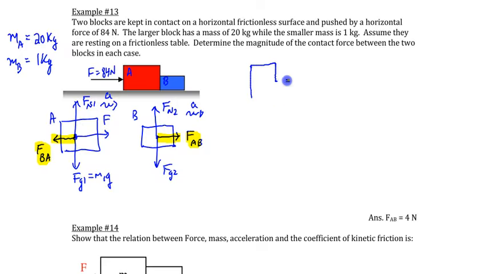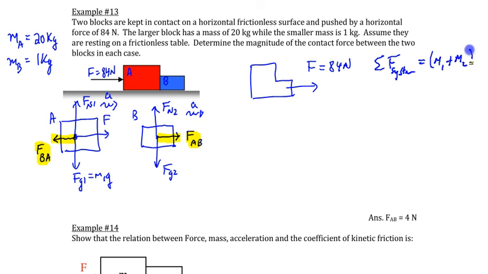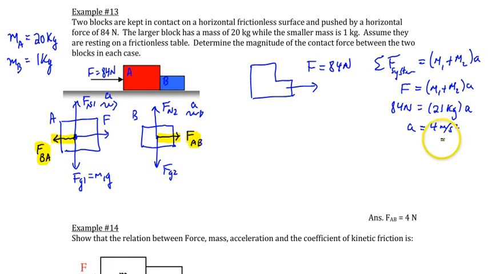You could look at this as a system and say there's really just one force acting on it, which is the 84 newtons acting on that system. The sum of the forces on the system equals the total combined mass, mass 1 plus mass 2, times the acceleration, and there is really only one force acting on it, that 84 newton force. So you have 84 newtons equals 21 kilograms, that's 20 plus 1, times A. And that will result in an acceleration of 4 meters per second squared.